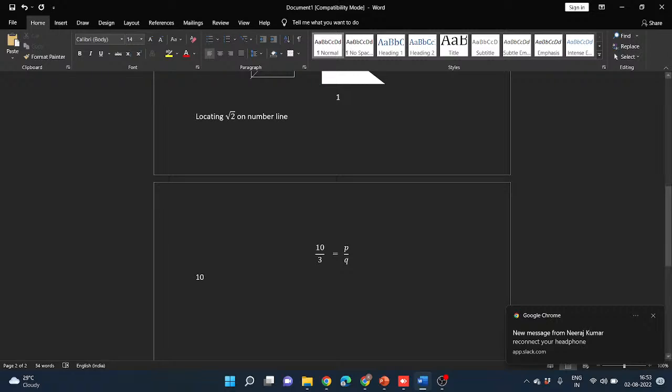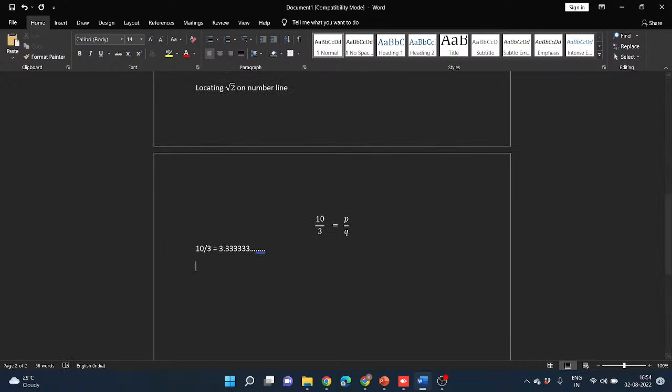So if we divide 10 by 3, do we get a perfect integer, a number which has no decimals? No, because when we divide 10 by 3, we will get 3.3333 and so on. So the number 3 is repeating again and again.